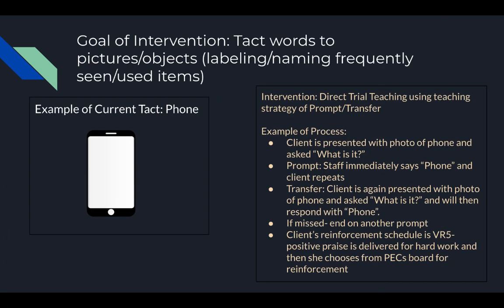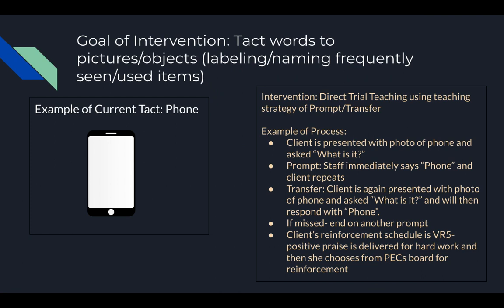The goal of the intervention is to tact words to picture objects, which is labeling and naming frequently seen used items. So an example of a current tact is phone, so our stimulus will be phone.